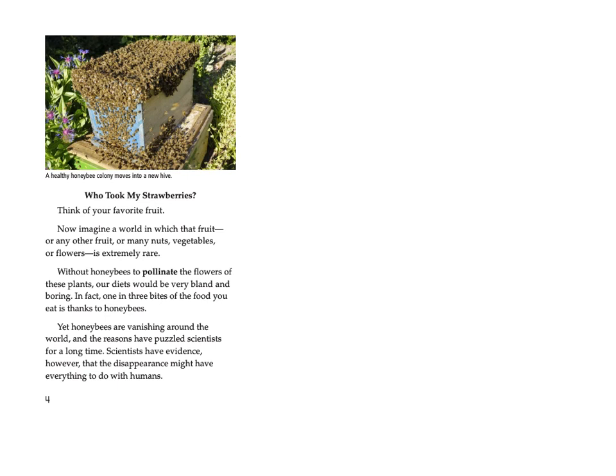So the way we do it in our classroom is we get a Reading A to Z book, and it usually has like 6 to 8 different sections about the same topic. So this book is about disappearing honeybees, and this is the first section. It's called Who Took My Strawberries?